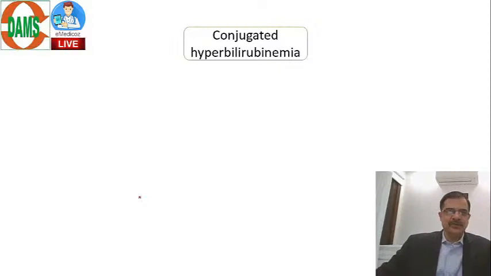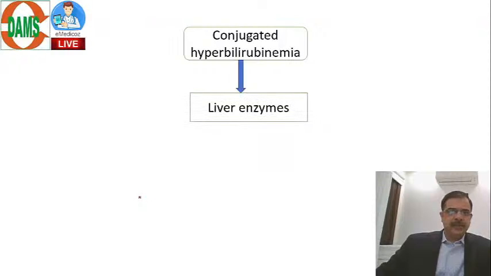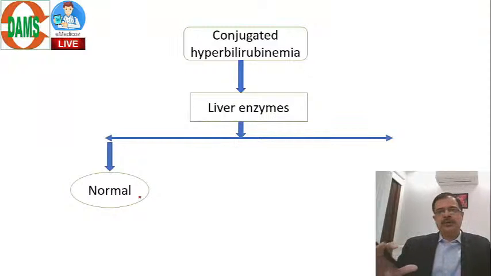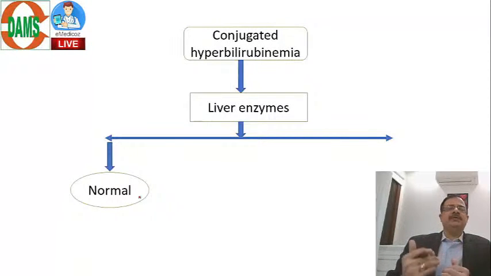Then it can cross. Now coming to the conjugated hyperbilirubinemia, liver enzymes will be the next step. So remember, look for the liver enzyme pattern, and there are 3 types of pattern you will get in liver enzymes. First, liver enzymes are normal. So remember, what is the meaning of the liver enzyme?